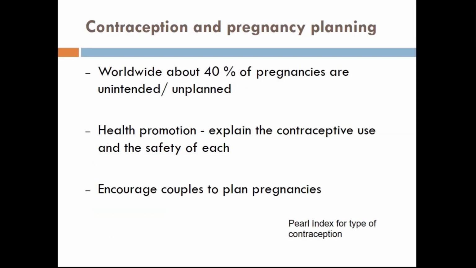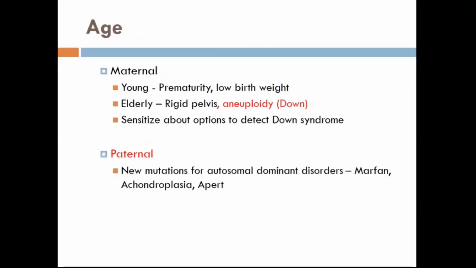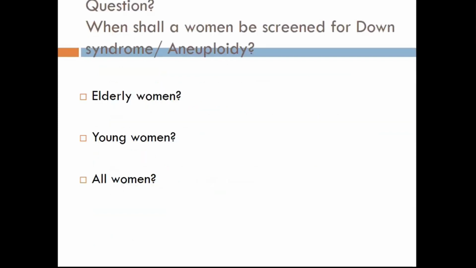During health promotion, explain the contraceptive use and safety of each, and encourage couples to plan pregnancies. And you know what the Pearl index for contraception is, so I will not go into details about that. Age is important. You know about elderly mothers, but please don't stigmatize all elderly women. There is something to do with paternal age as well, because new mutations for autosomal dominant disorders like Marfan, achondroplasia, EPAT, occur more often when paternal age is increased.